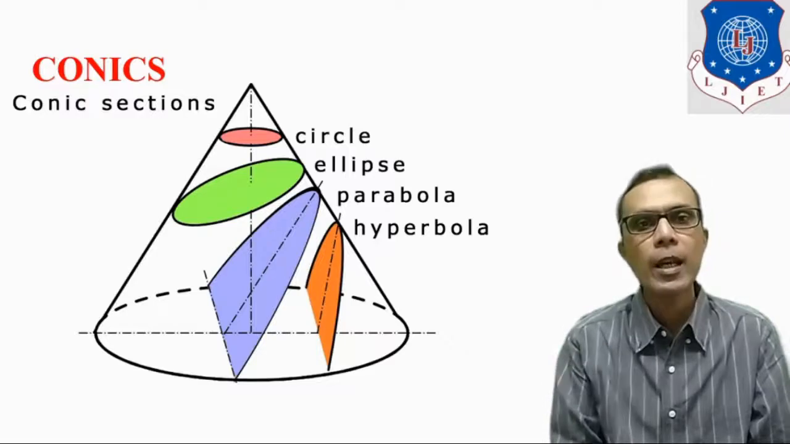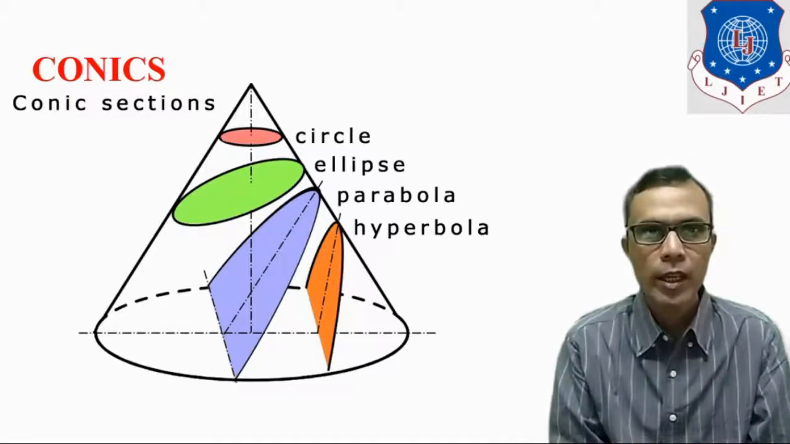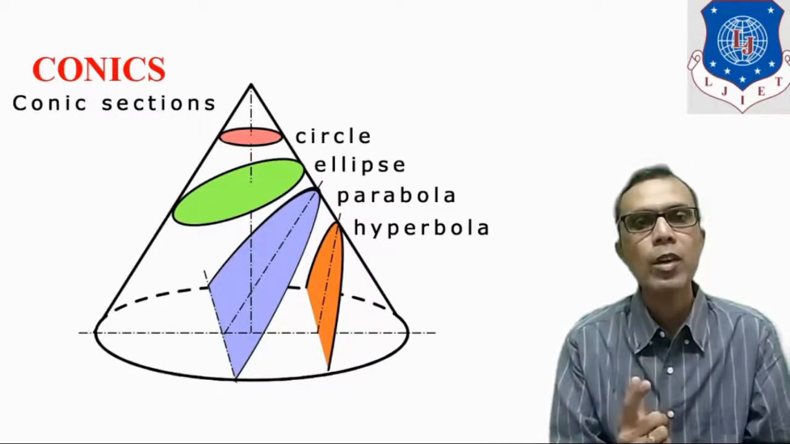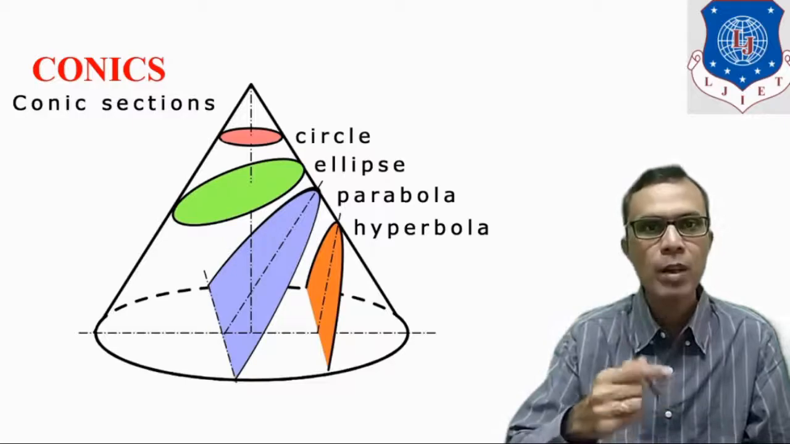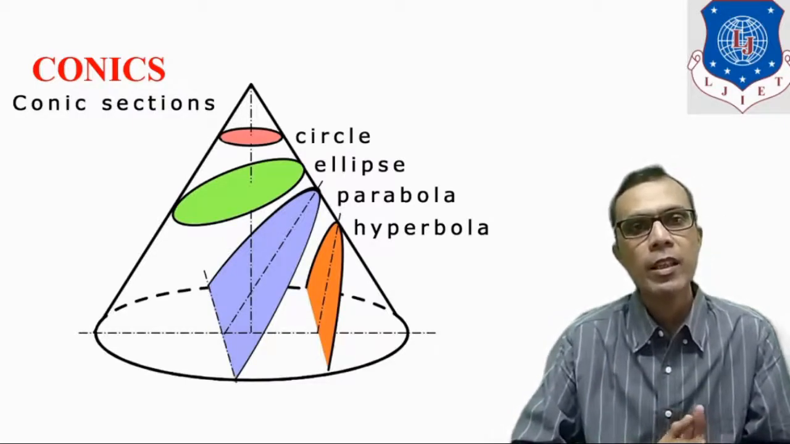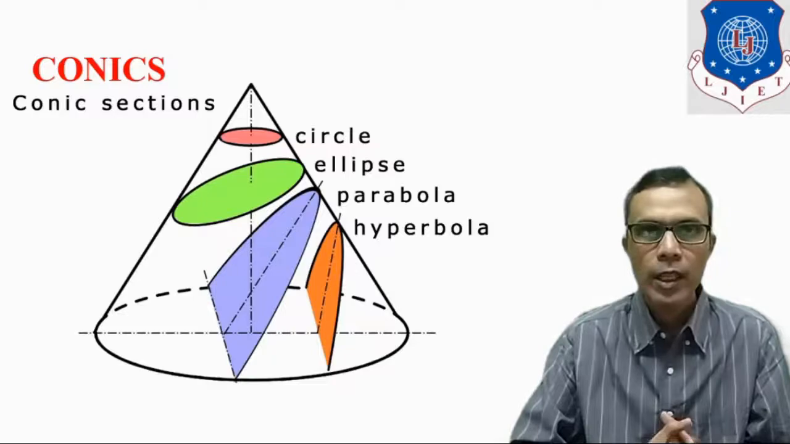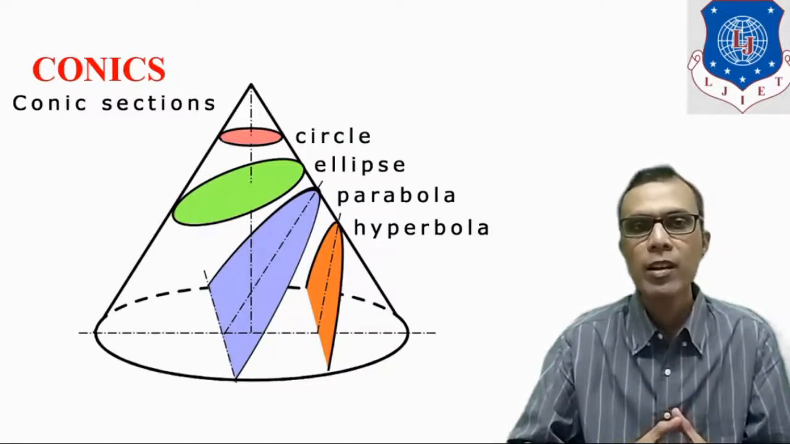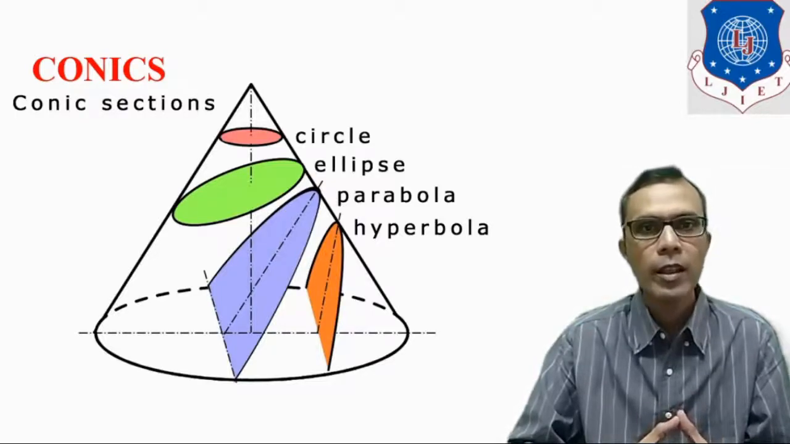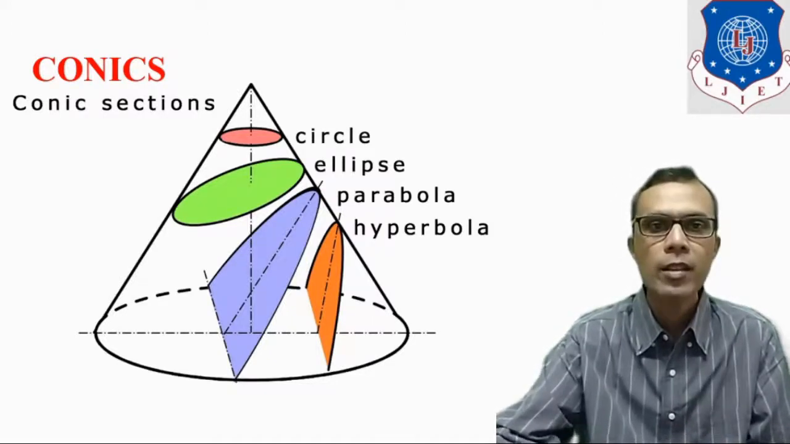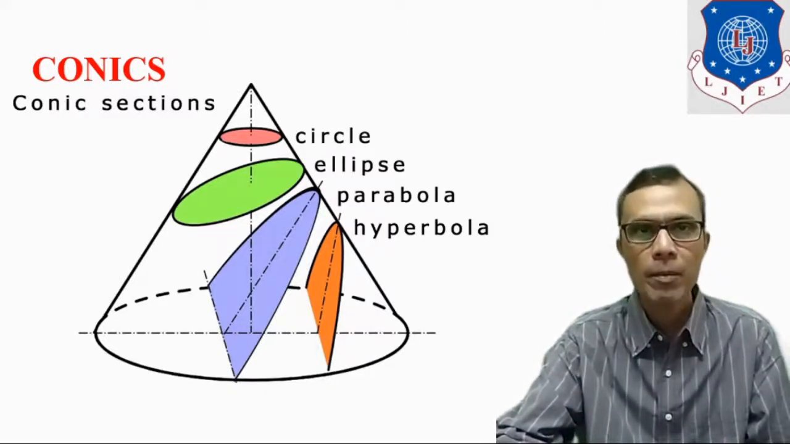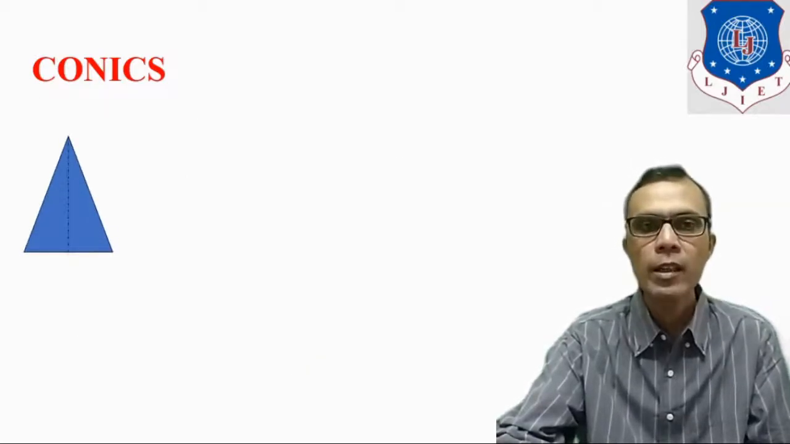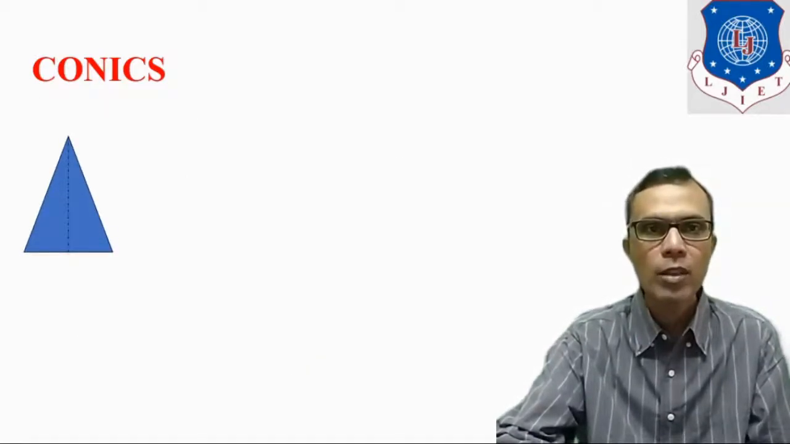Here in the diagram, one right circular cone is shown. It is known as a right circular cone because the shape of the base is circular and its axis is perpendicular to its base. If we cut this cone by a cutting plane in different positions, we will obtain different sections. In general, these sections are known as conics, like circle, ellipse, parabola and hyperbola.